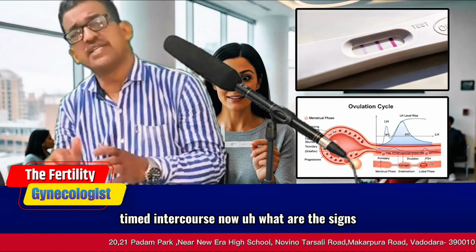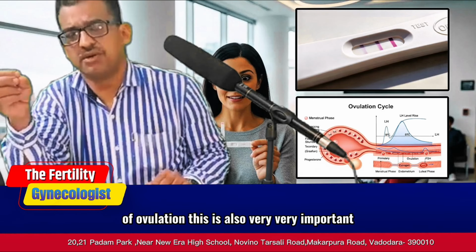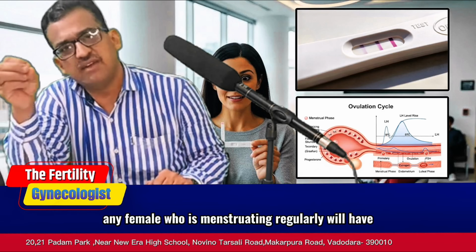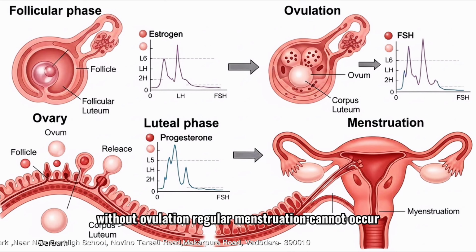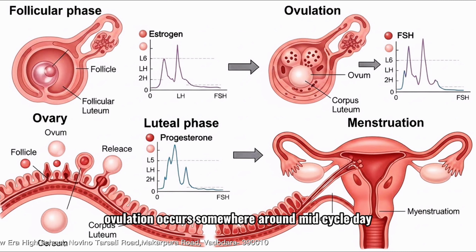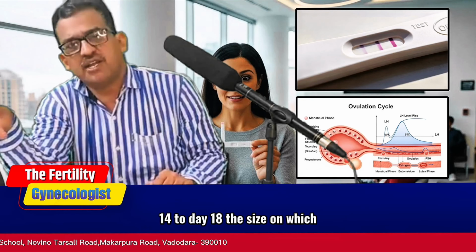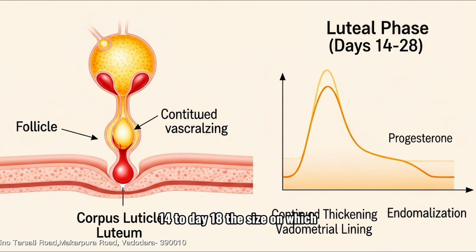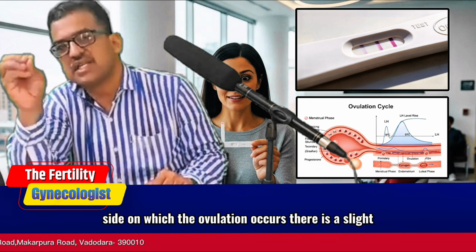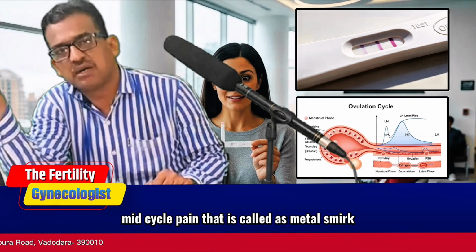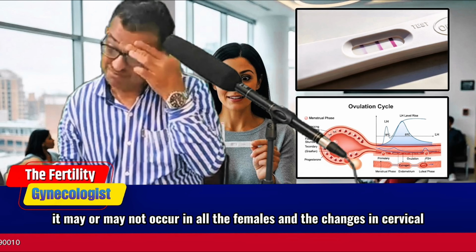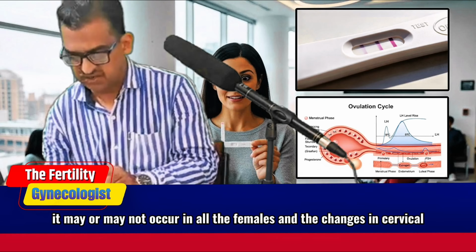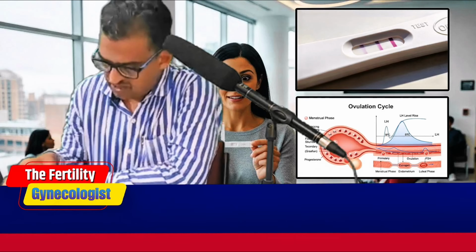Now, what are the signs of ovulation? This is also very, very important. Any female who is menstruating regularly will definitely have regular ovulation. This is very, very important. Without ovulation, regular menstruation cannot occur. Ovulation occurs somewhere around mid-cycle, day 14 to day 18. On the side on which the ovulation occurs, there is a slight mid-cycle pain that is called mittelschmerz. It is a colicky pain, which may vary from a few minutes to a few hours. It may or may not occur in all females, and changes in cervical mucus also occur during this.